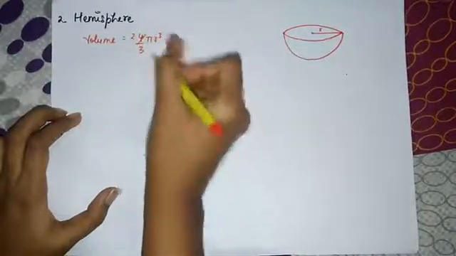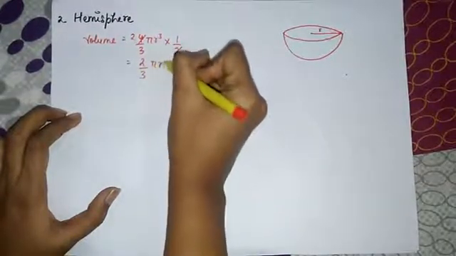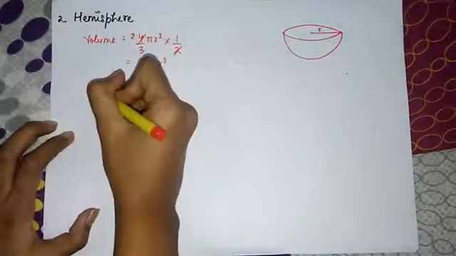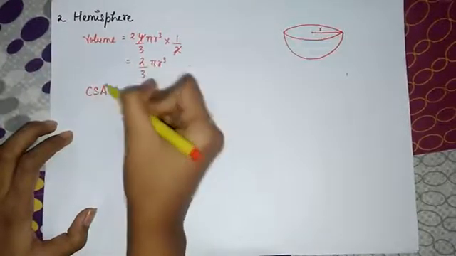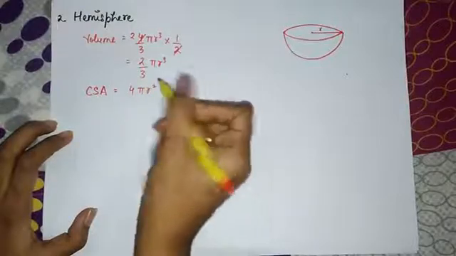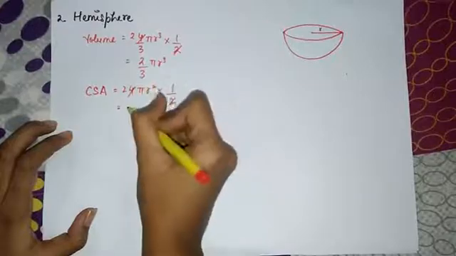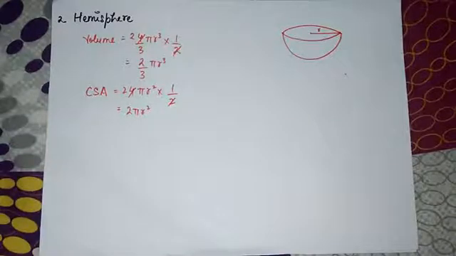So this gets cancelled and it becomes 2 by 3 pi r cube. This is the volume of hemisphere. Similarly, for curved surface area, I'll write CSA for curved surface area. It was 4 pi r square for a sphere. Very simple, just half this and it becomes 2 pi r square. Right, isn't it very simple? You just have to remember the formulas for a sphere and you'll get the formula for a hemisphere automatically.